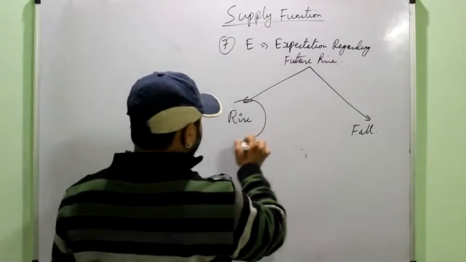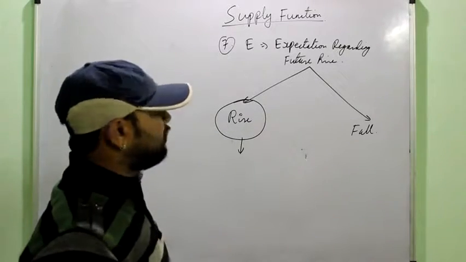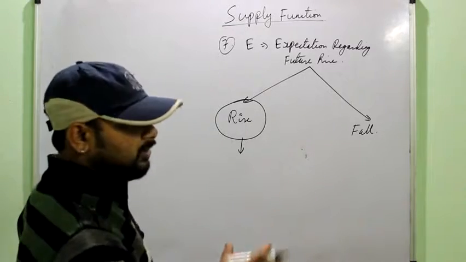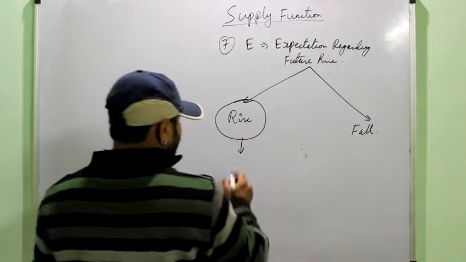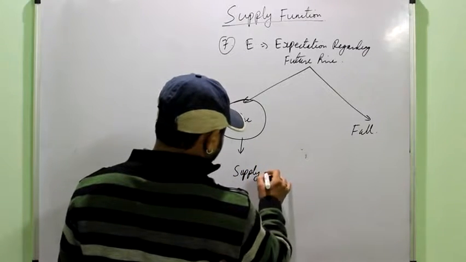So if he feels that there will be a rise in the price of the commodity in the future, what would he do? He would sell less quantities at this particular point of time and more quantities can be stocked. So it means in present the supply would be less.